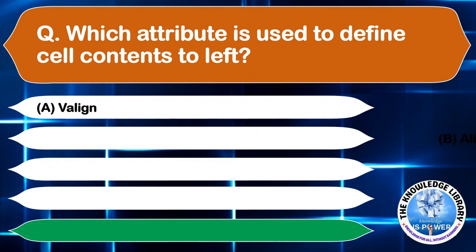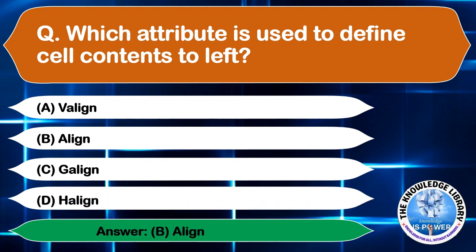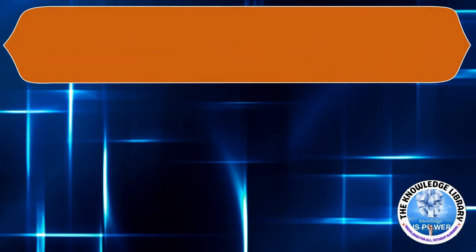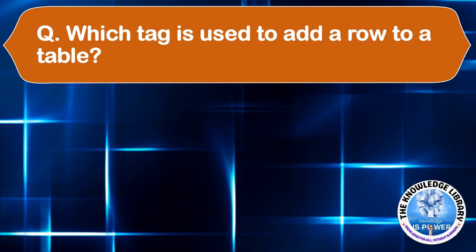The next question is, which attribute is used to define cell contents to left? Option A, valign. Option B, align. Option C, V-align. Option D, H-align. The correct answer is option B, align.